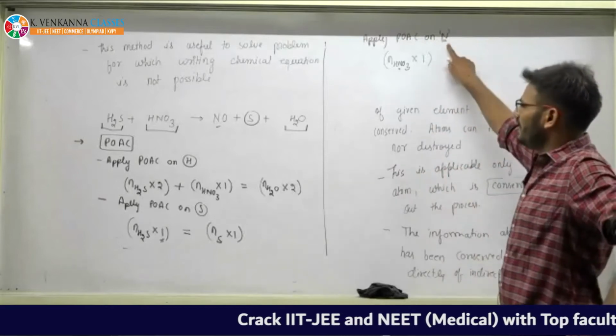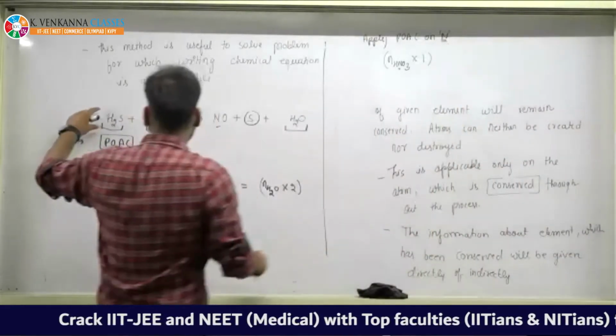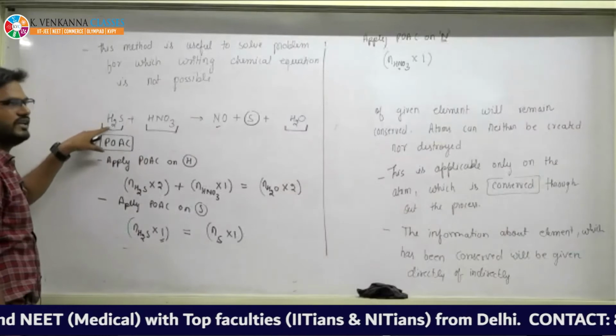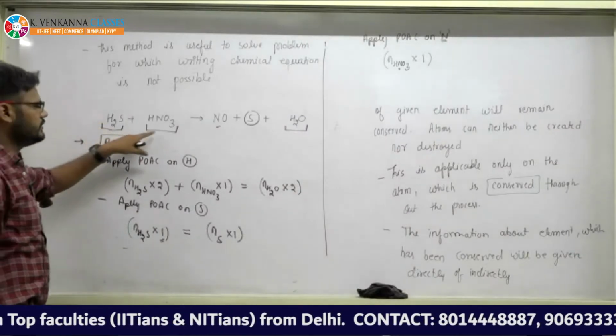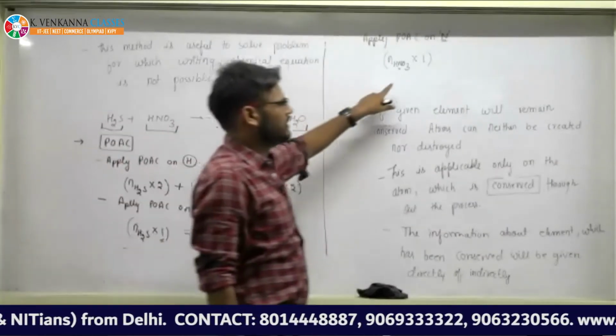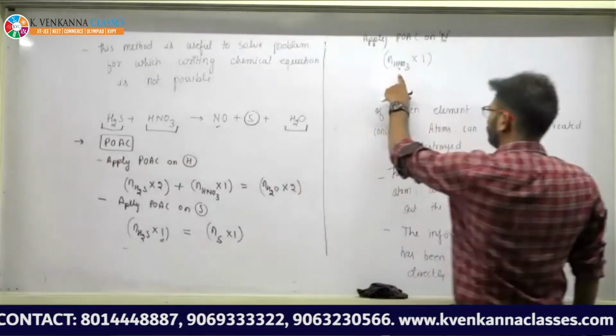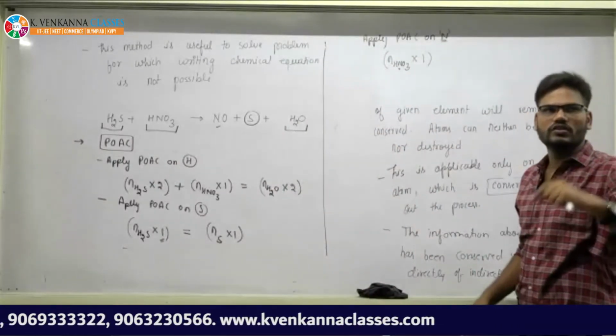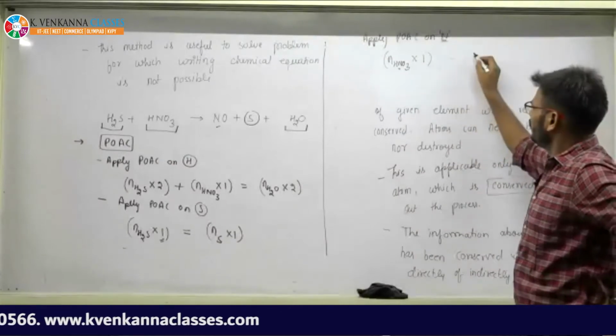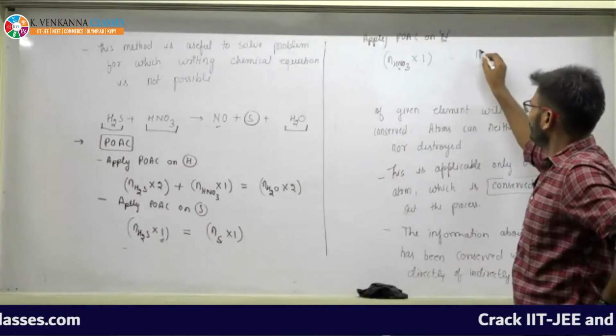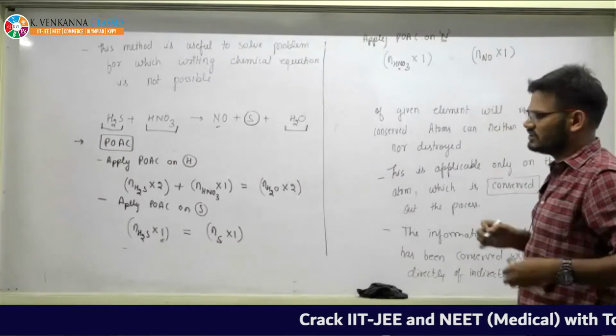If you are balancing for nitrogen, check the compound in which nitrogen is present. It is not present in H2S, so I am not taking it. It is present only in HNO3. That is why I have taken only HNO3. And each HNO3 contains only one atom. Now, N of NO also contains only one. This is how you have solved it.